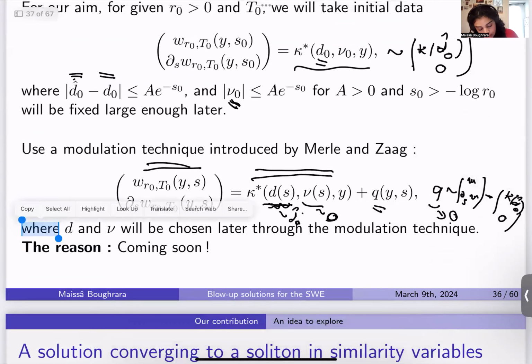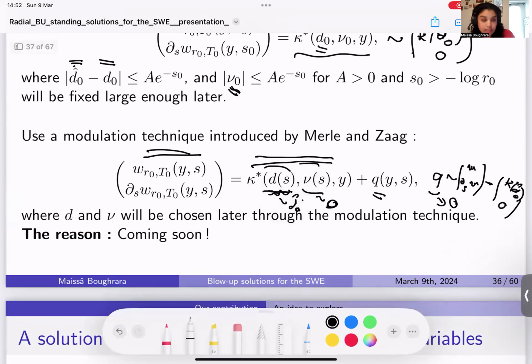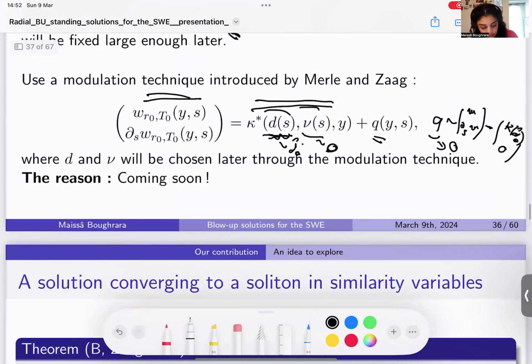Okay, so why are we doing this? Why did we take parameters that depend on s and not fixed parameters that are close to our goal parameter, not the initial ones? Well, I will explain later why we used this, what we call a modulation technique. Okay, so I will state the result before.